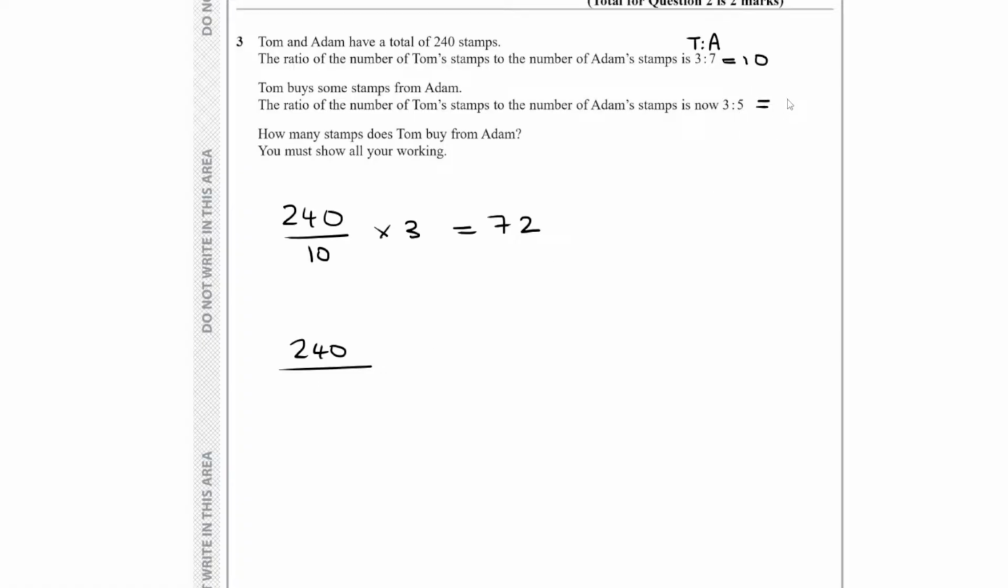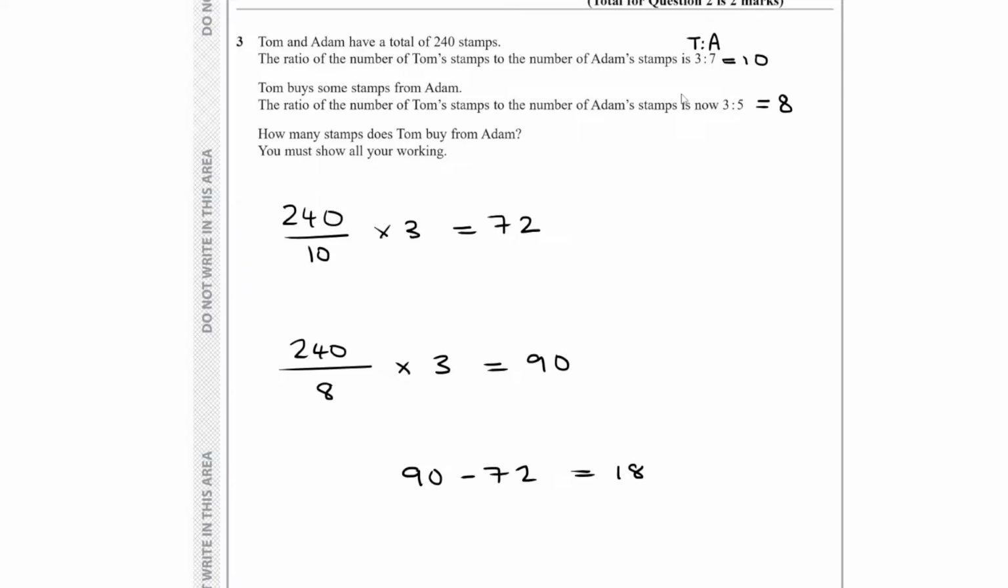If I divide it again for the second ratio, which is now by 8, times it by 3 for Tom still, that gives me 90. So Tom had 72, and now he has 90. So how many did he buy from Adam was just the difference of that, isn't it? 18. You could obviously work out Adam's and compare those as well if you wanted.